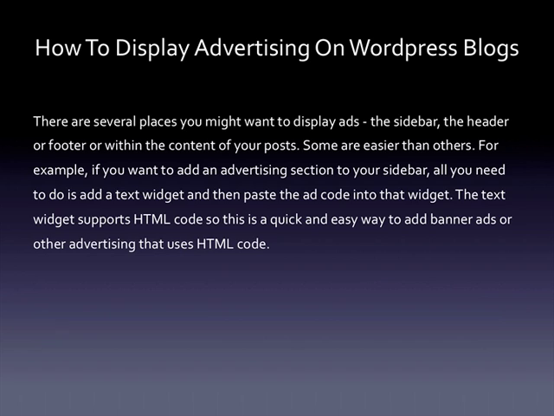There are several places that you might want to display ads: the sidebar, the header or footer, or within the content of your posts. Some are easier than others. For example, if you want to add an advertising section to your sidebar, all you need to do is add a text widget and then place the ad code into that widget. The text widget supports HTML code, so this is a quick and easy way to add banner ads or other advertising that uses HTML.